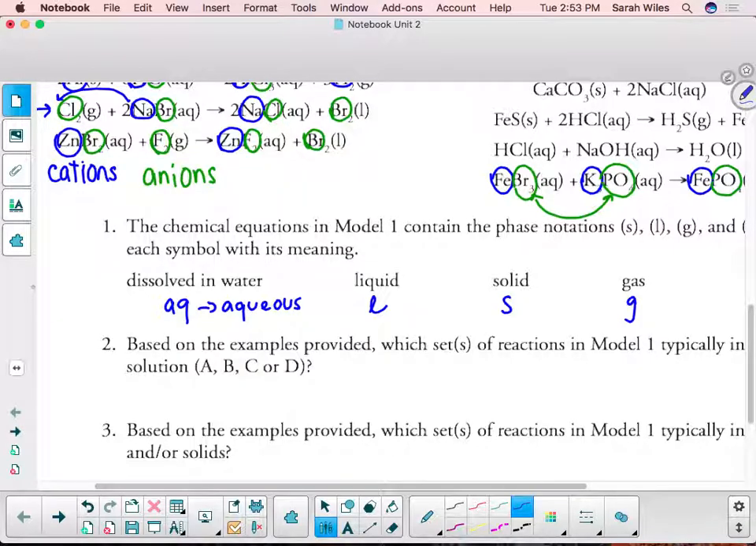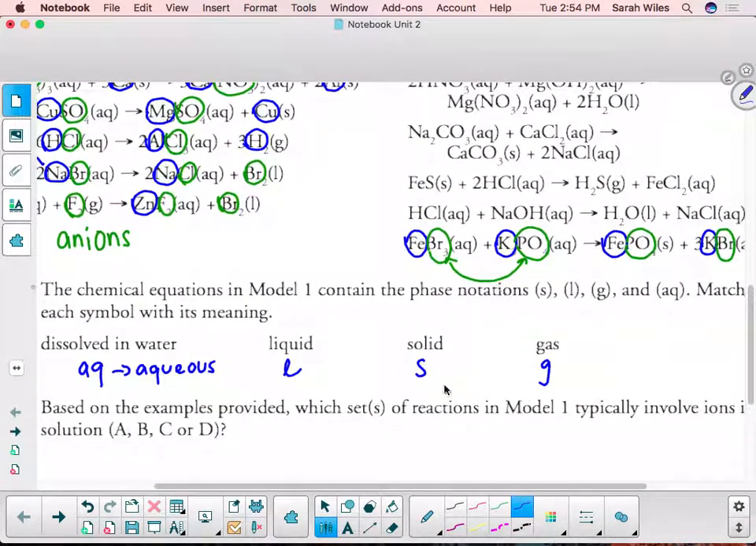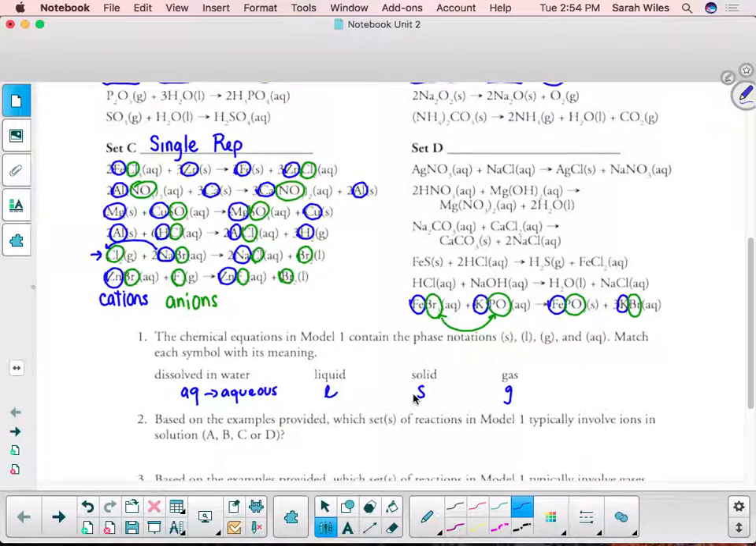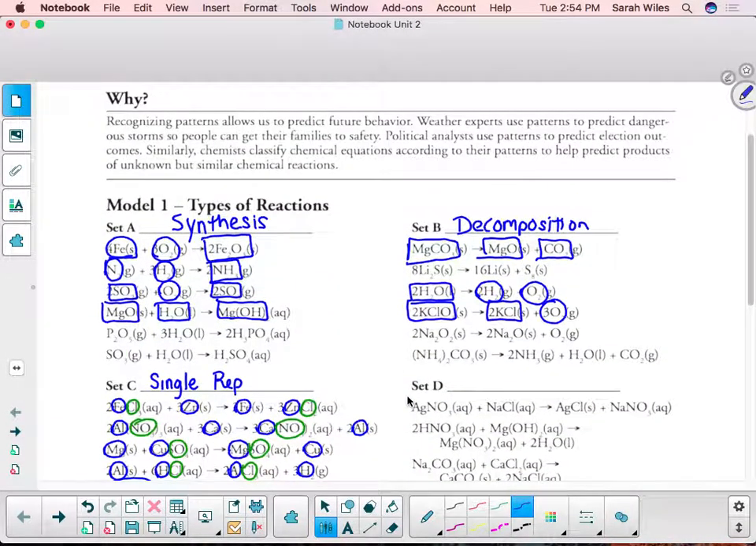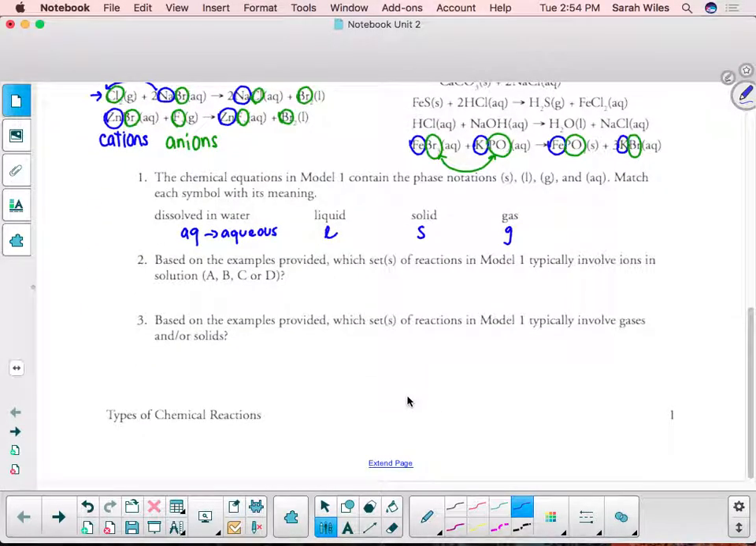And that means dissolved in water, which is different than being a liquid. Got it? Okay, sets of reactions that typically involve ions in solution are going to be your single replacement and your double replacement. Because notice how they all have AQs in every single reaction. There's some AQs here, but in every single replacement, double replacement, there is an aqueous. Okay? So this is going to be C and D.